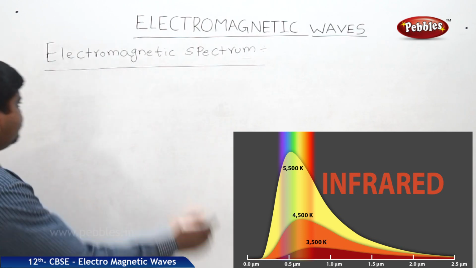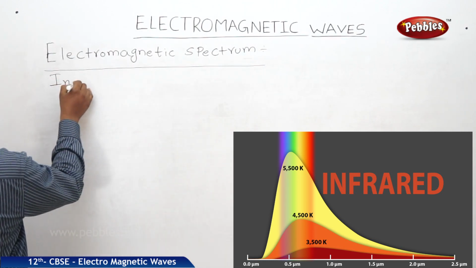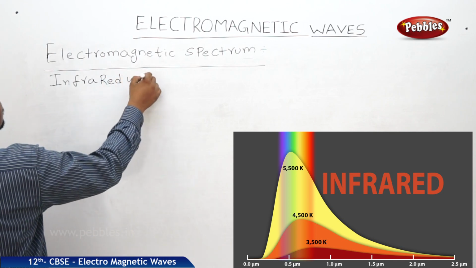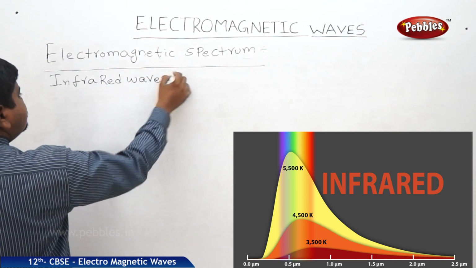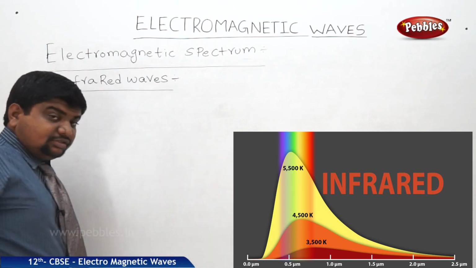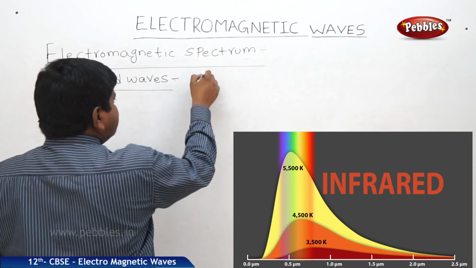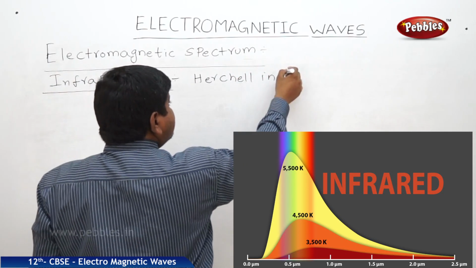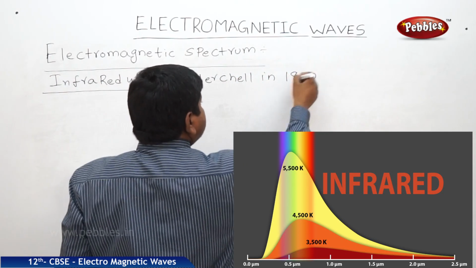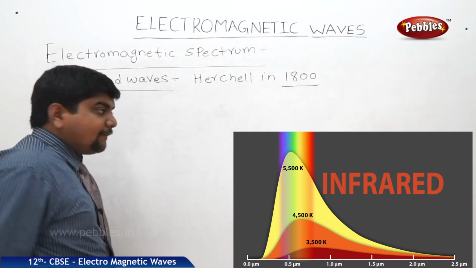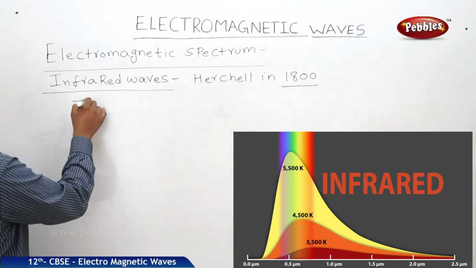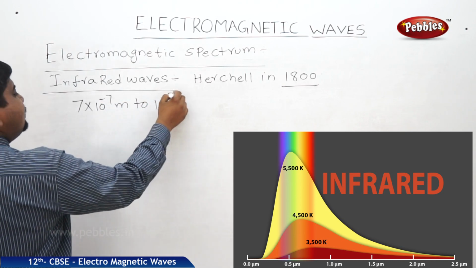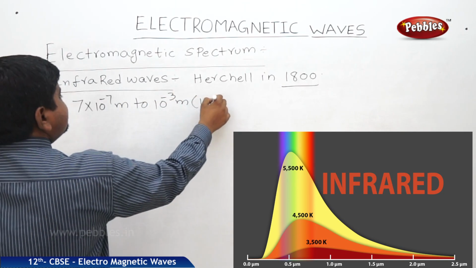Next we are going to discuss infrared waves. This was first discovered by Herschel in 1800. Their wavelength region is 7 into 10 to the power of minus 7 meters to 10 to the power of minus 3 meters. This is the wavelength range.